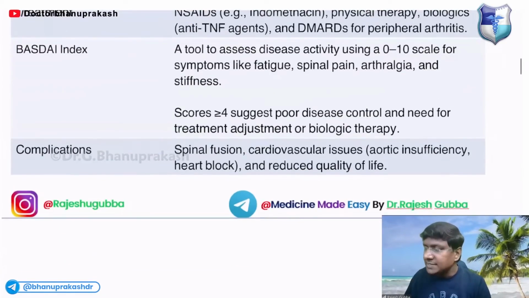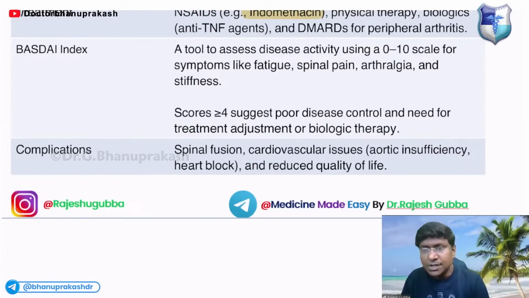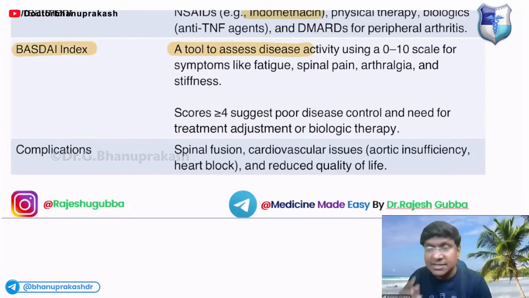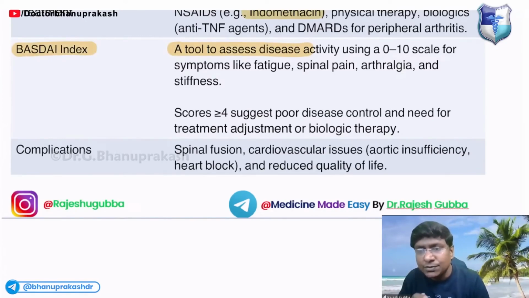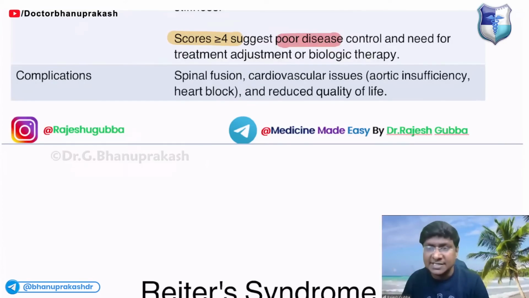Okay. Then what is the drug of choice? Drug of choice will be indomethacin, right? And whenever you're giving indomethacin, the individual should clinically improve. So what is that particular tool which will assess the disease activity? The tool which will assess the disease activity is the BASDAI index. That will give you the important methodology of assessing the disease activity. Now, if you are giving indomethacin, but your BASDAI score is more than 4, that will tell you that the individual is having poor disease control.